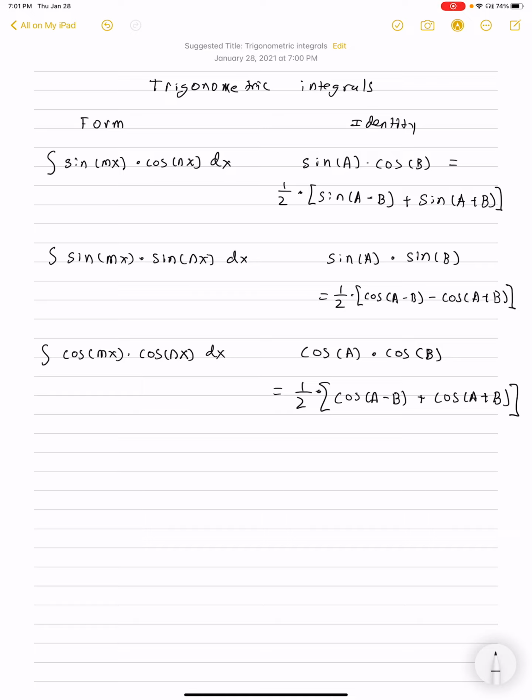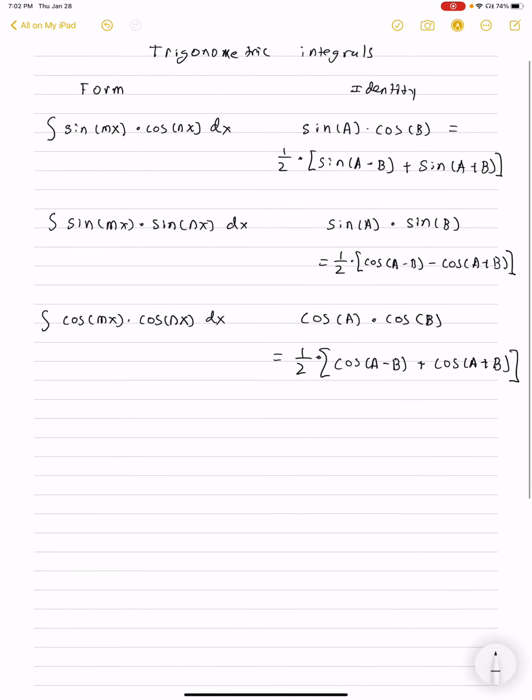Other forms will be sine of mx times sine of nx, cosine of mx times cosine of nx, and we'll use the corresponding identities, as I have previously said, on the right-hand side. So now let's work through an example of each of these.